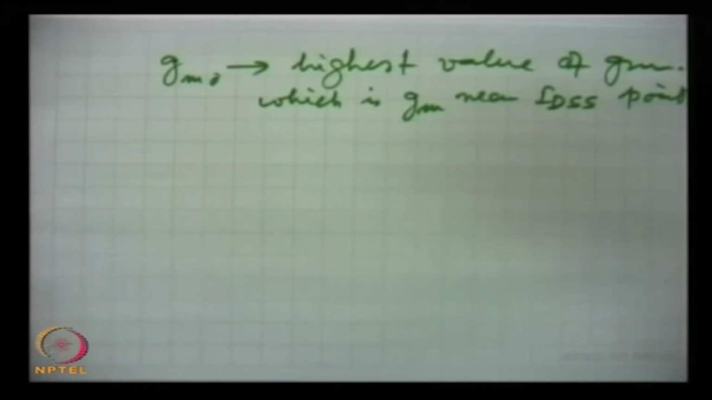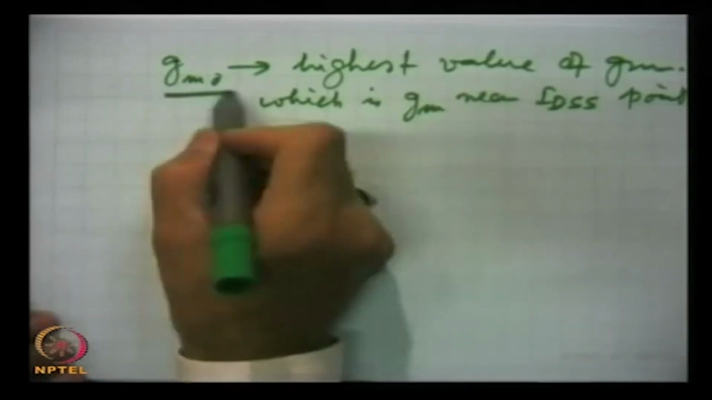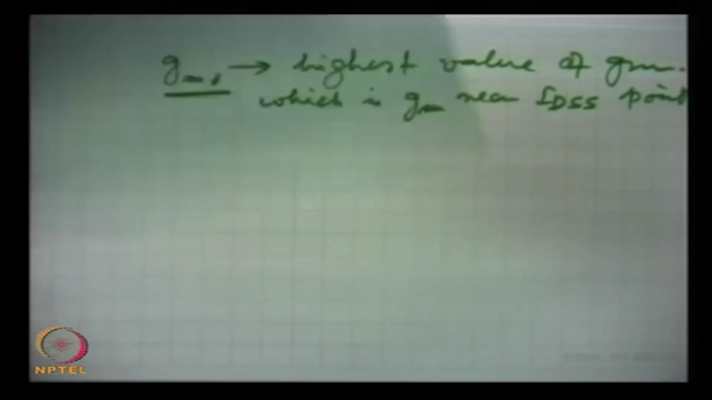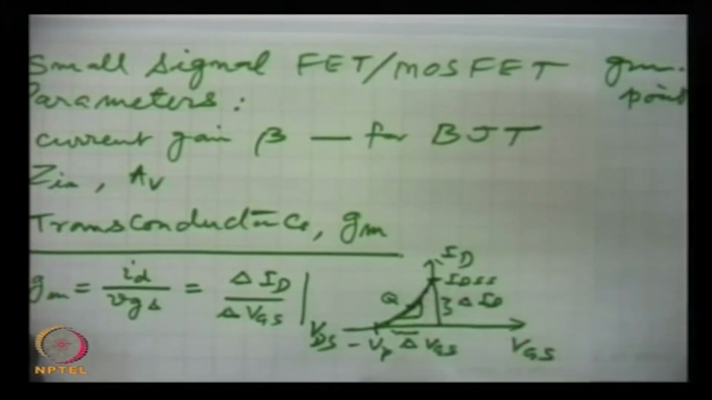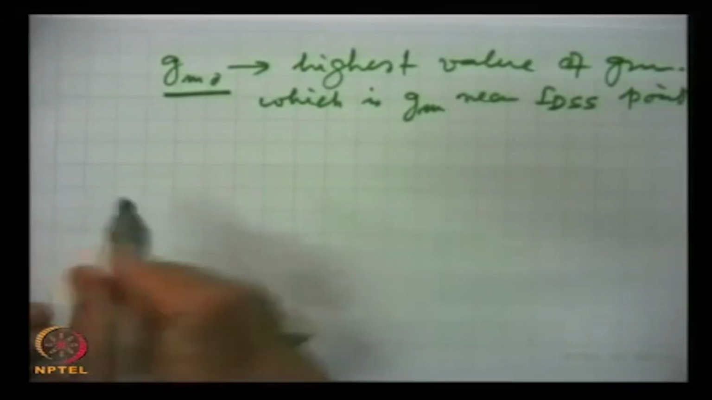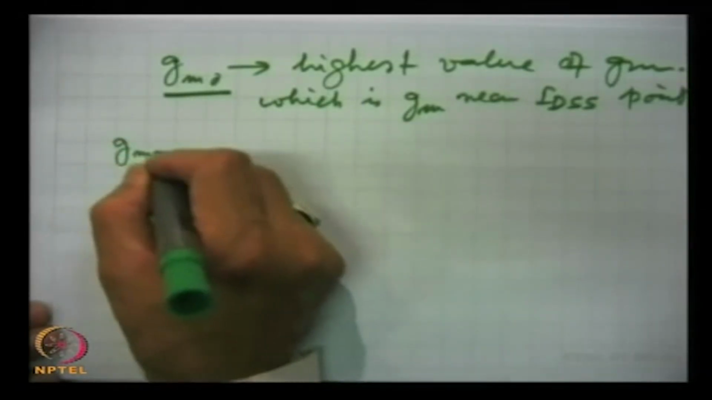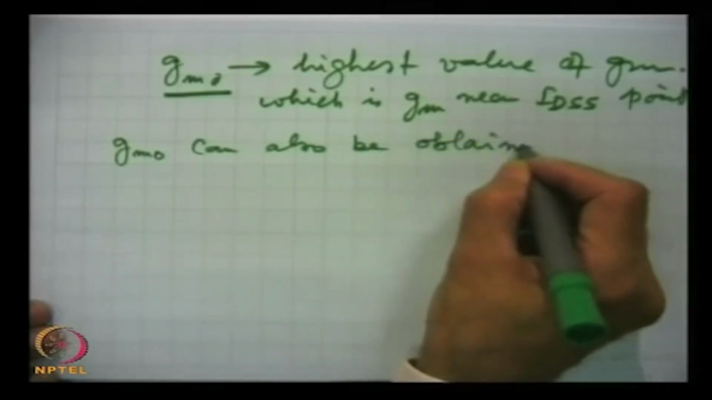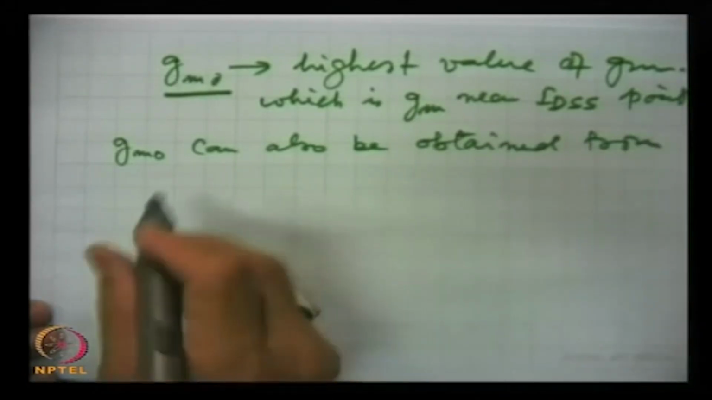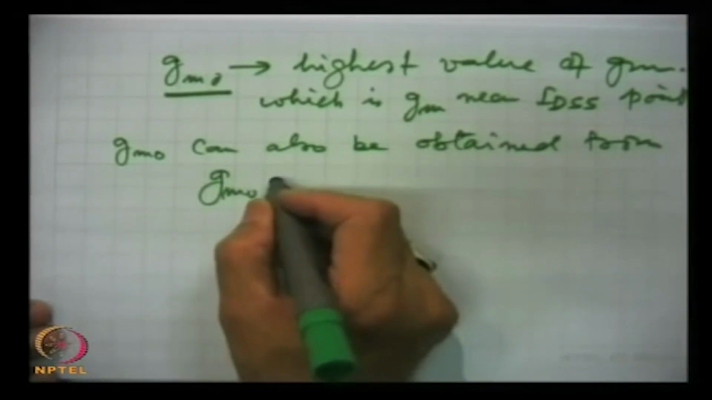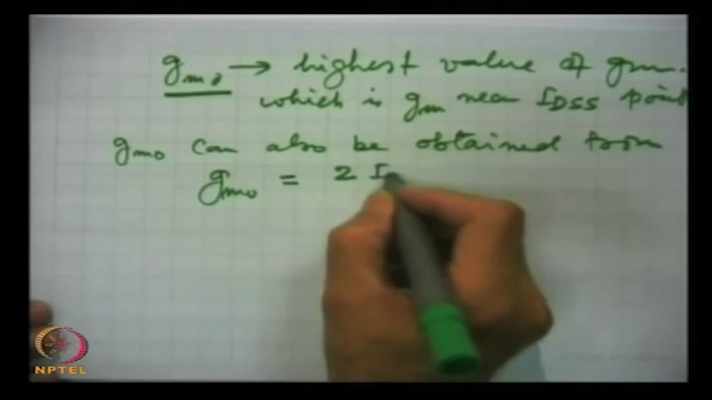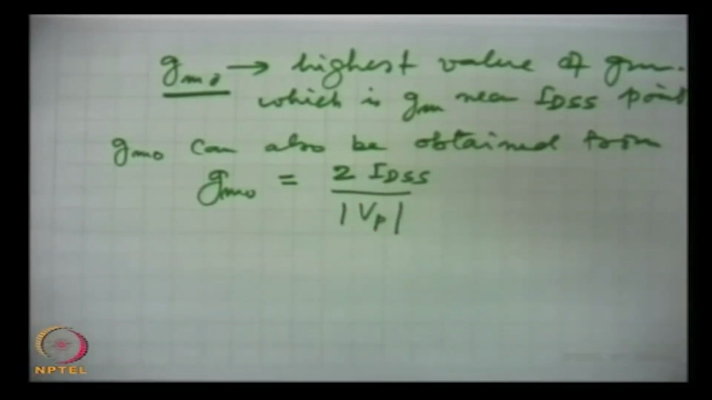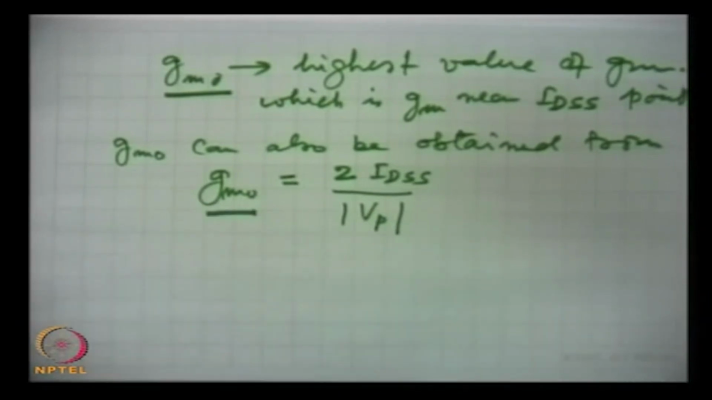Now, GMO can be determined, as we are seeing from the transconductance curve here, by taking this operating point in the vicinity of IDSS, or GMO can also be obtained from the simple relation GMO is equal to 2 IDSS by Vp. From here also GMO can be obtained.